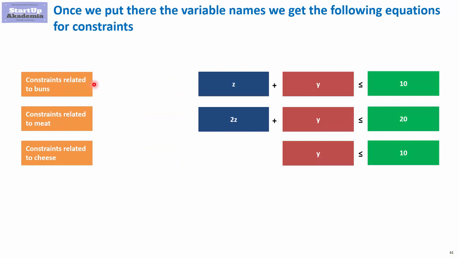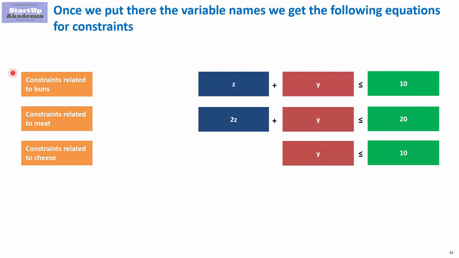So the constraint related to the buns was Z plus Y is smaller or equal to 10. Constraint related to the meat is 2Z plus Y is smaller or equal to 20. And in the case of the cheese, it's simply Y smaller or equal to 10. Just as a reminder, Z stands for the number of classical burgers that we will produce and sell, and Y is the number of cheeseburgers that we will produce and sell.